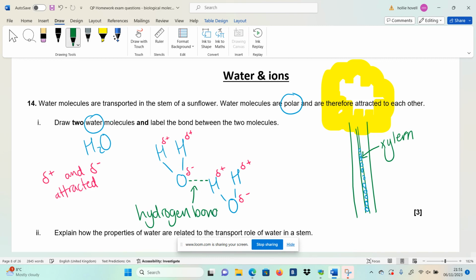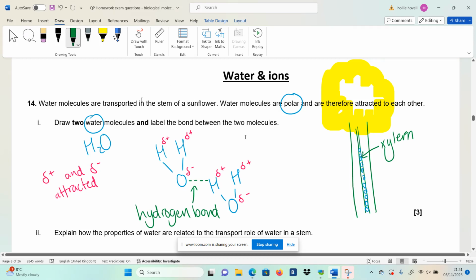So each of the water molecules in the xylem, in the stem of the sunflower, are all held together by these hydrogen bonds. That's what holds the water molecules together. Make sure on that question that you did actually label the hydrogen bond, and it is going between an oxygen and between a hydrogen.